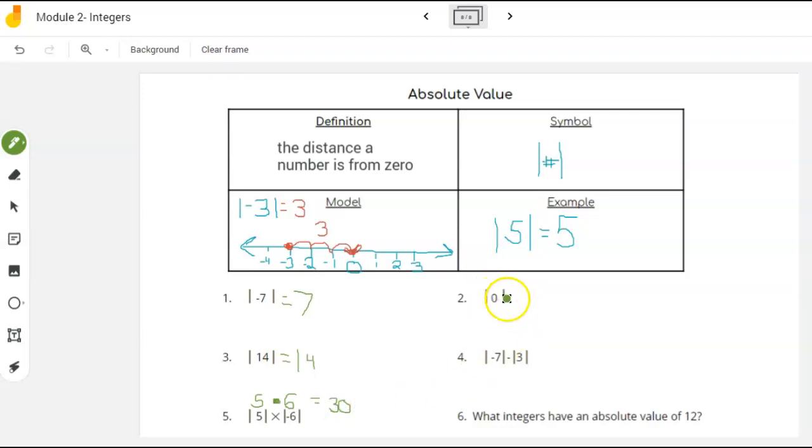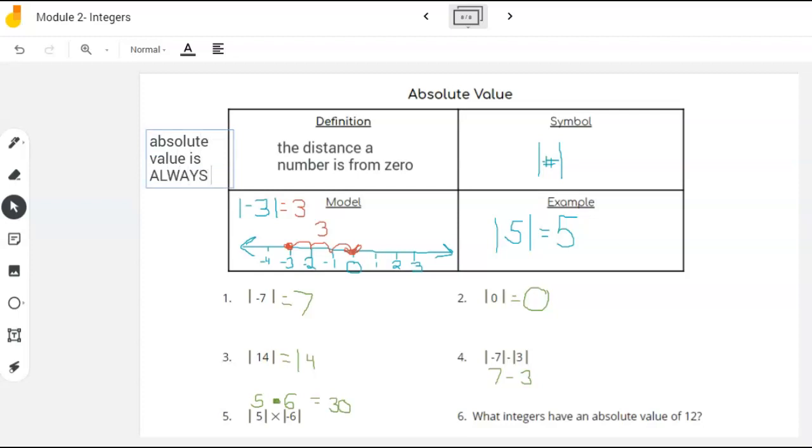Number 2, 0 is 0 spaces away from 0, so its absolute value is 0. Negative 7 is 7 spaces away from 0. And 3 is 3 spaces away from 0. Notice absolute value is always positive because it's measuring distance. Absolute value is always positive. Let's make ourselves a note. It's always positive because it's measuring a distance.